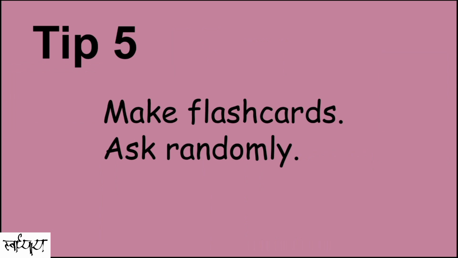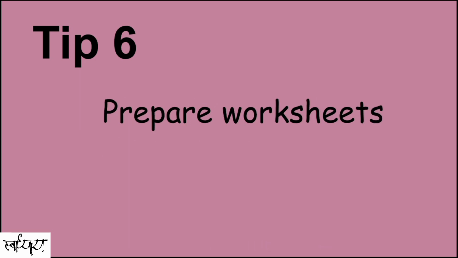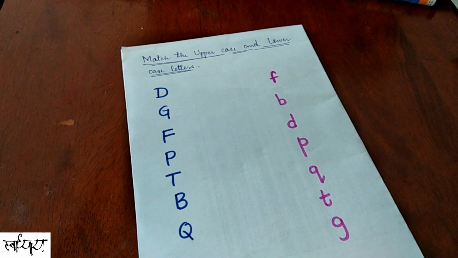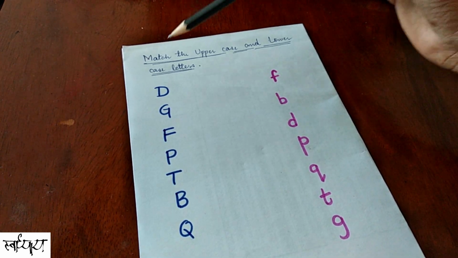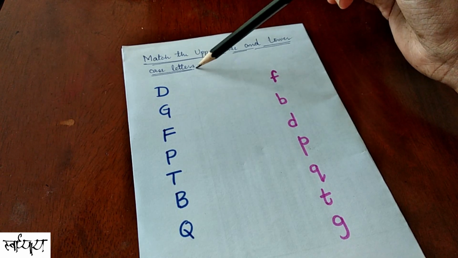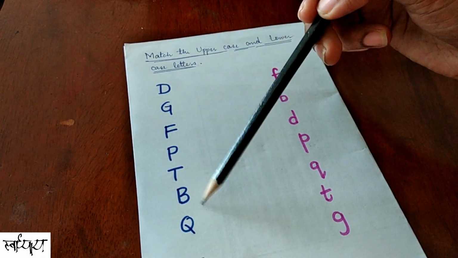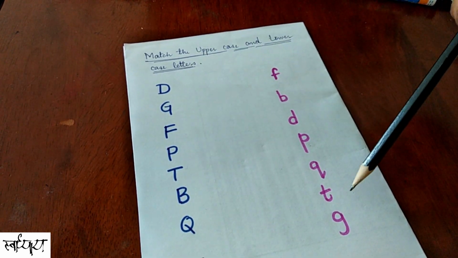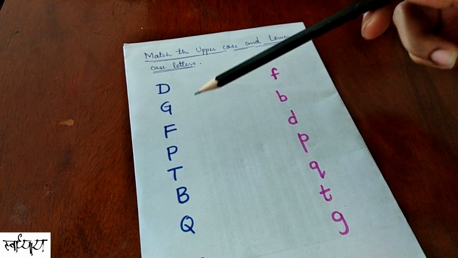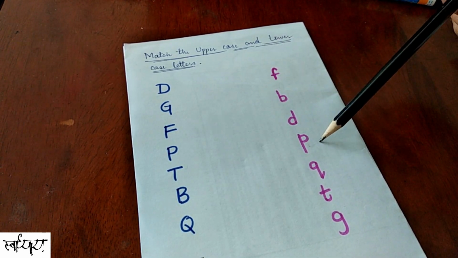Tip 5. Make flashcards of letters and ask randomly. You will know if he has a problem. Tip 6. Prepare worksheets. So now I will show you a few worksheets that you can easily prepare for your kids' regular practice. The first one is match the uppercase and lowercase letters. So on one side you will give all uppercase letters, on the other side you can give lowercase letters, and you can ask your child to match these.